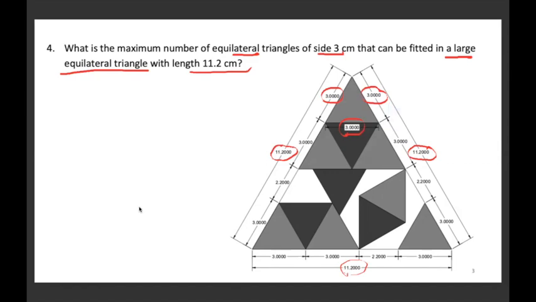The total number of equilateral triangles that we can see which can be fitted here are 1, 2, 3, 4, 5, 6, 7, 8, 9, 10, and 11. So a total of 11 equilateral triangles of 3 centimeter side can be fitted in a bigger equilateral triangle of length 11.2 centimeters. Okay, move to the next one now.